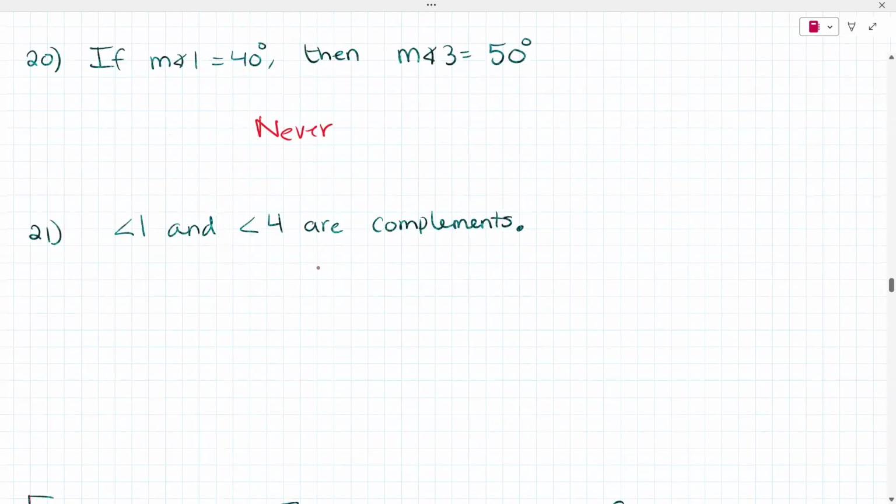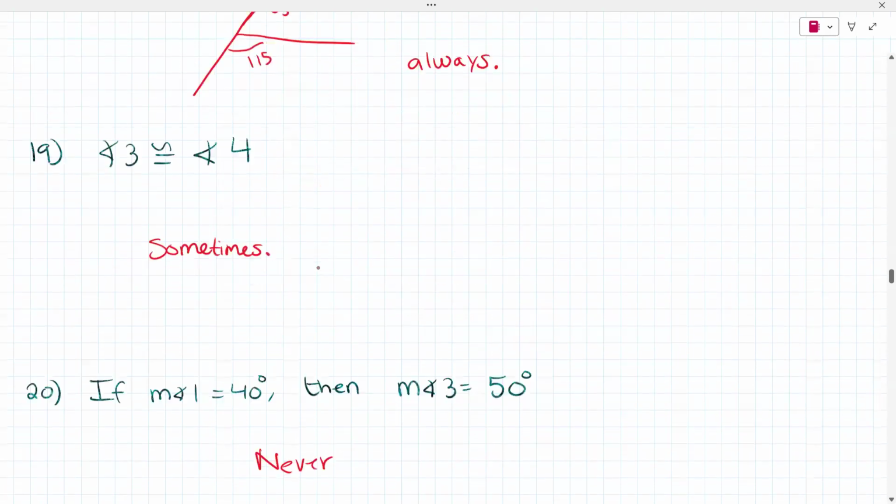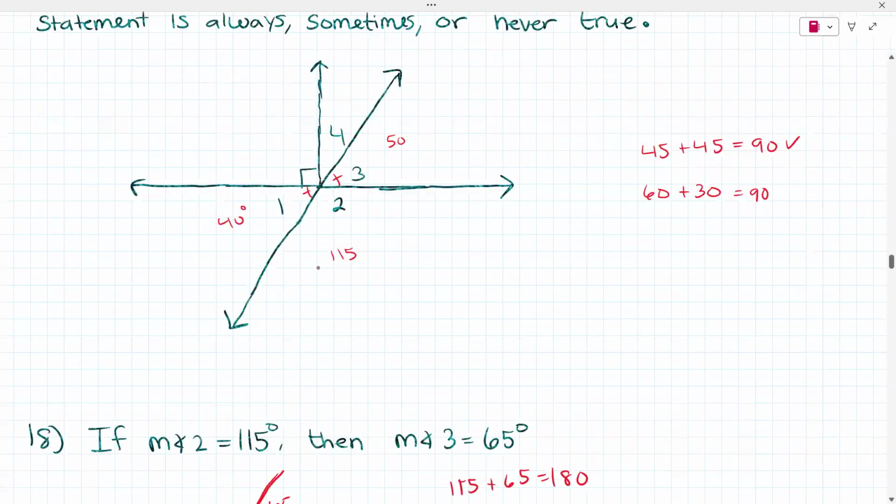Okay, 21. Angle 1 and angle 4 are complements. So complements are, so angle 1 and angle 4 are complements.